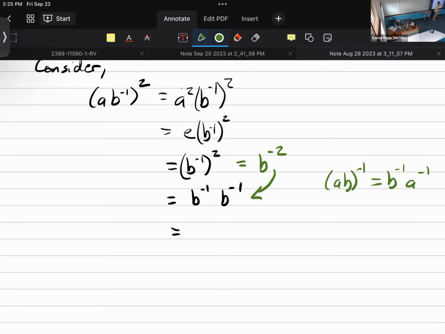I have things written on the right-hand side of that equality here. I have the inverse of an element times the inverse of another element. So I can take that equality going from right to left. What is that going to give me? This is B inverse.